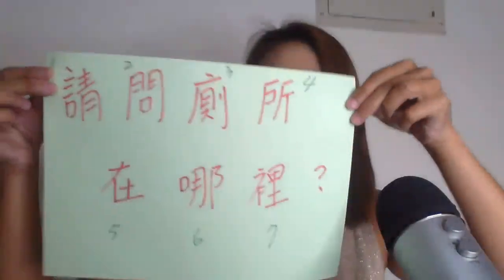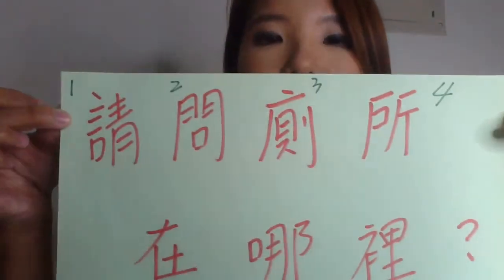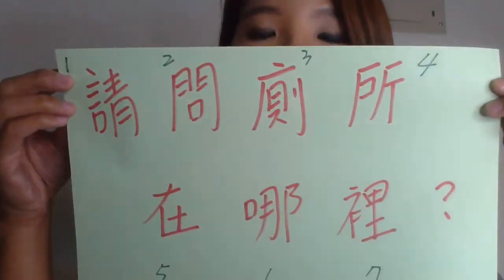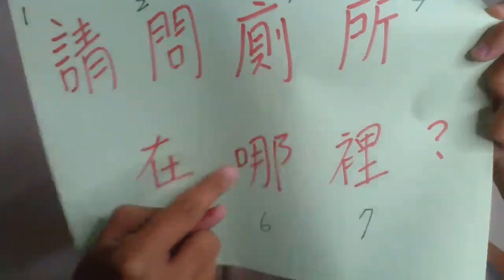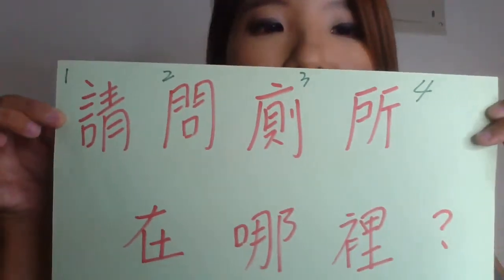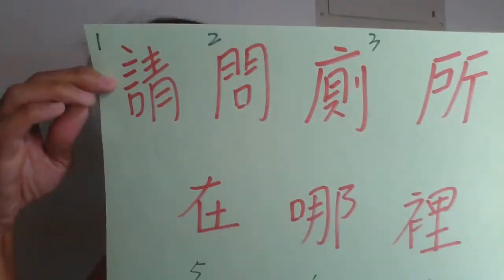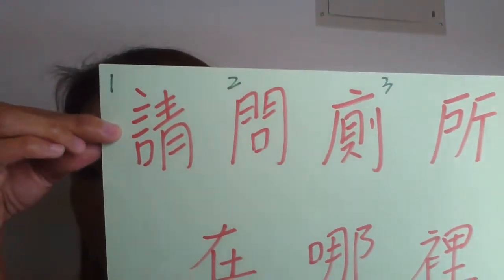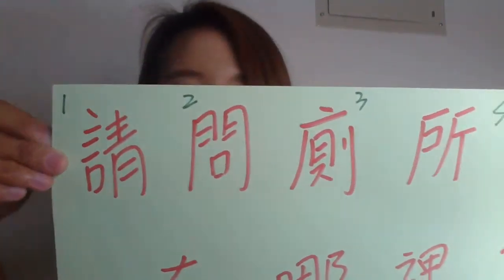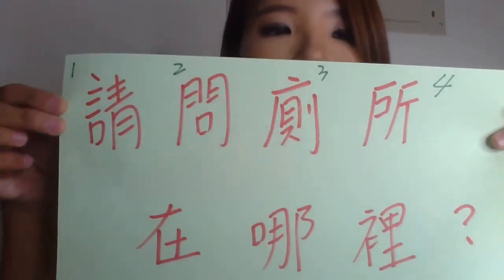This one, can you see that? Which one is bathroom? Give me the number. So I got 1, 2, 3, 4, 5, 6, 7. Which one is bathroom? Give me the number. Which ones are bathroom?